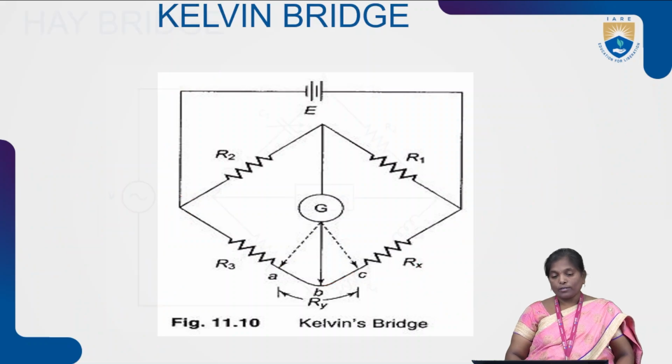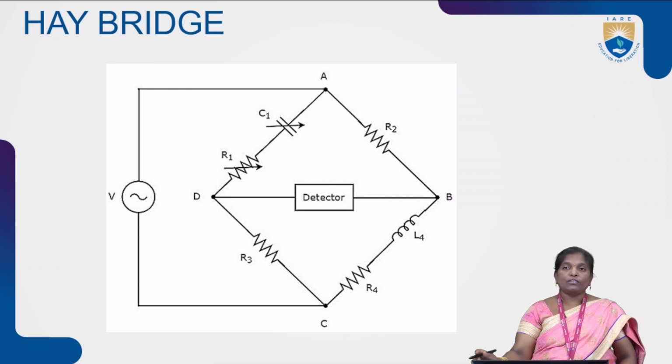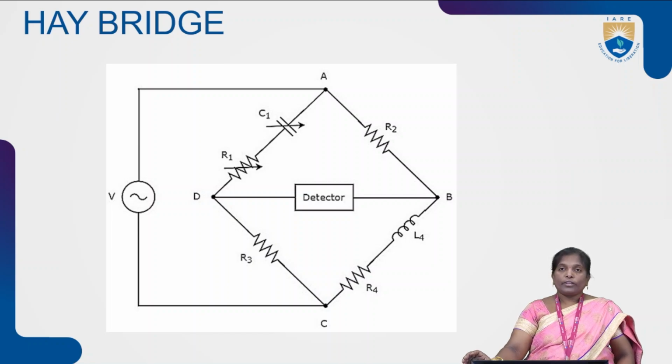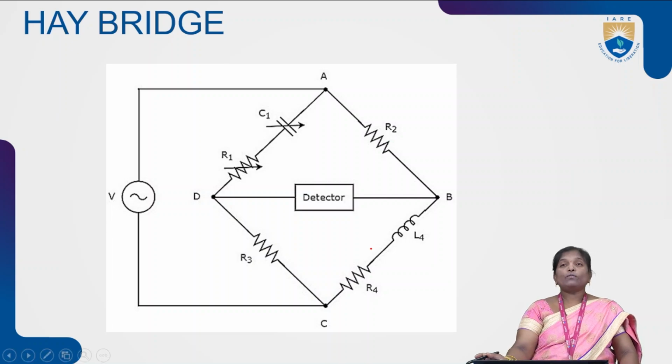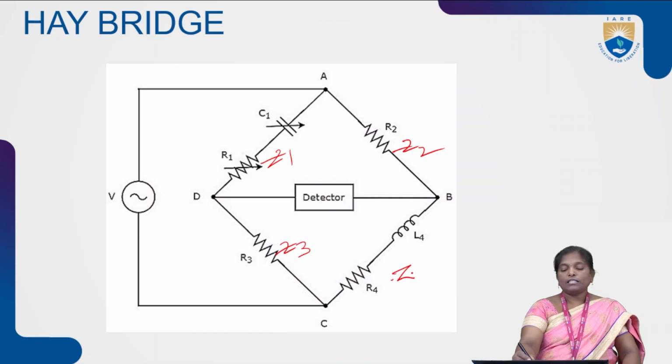Along with this, we have one more AC bridge, called the Hay bridge. Already we have discussed different AC bridges. This is one of the AC bridges which is used to measure inductance value. With the help of this Hay bridge, we can measure inductance with very accurate readings. In this Hay bridge, similar to the DC bridges, in this AC bridge also we have four arms. The four arms of the bridge are represented by Z1, Z2, Z3 and Z4.